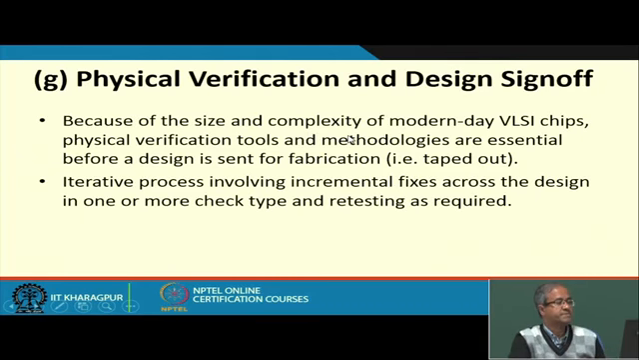Here, as I just now have said, because of the size and complexity of the designs, physical verification and methodologies are essential.